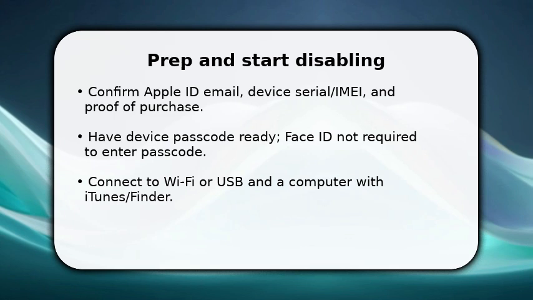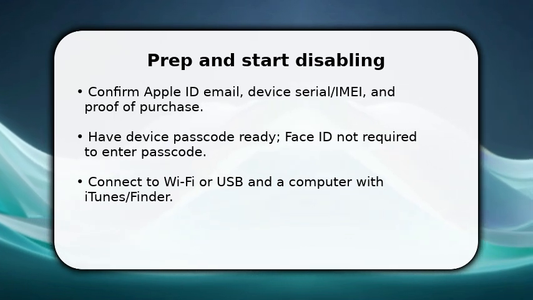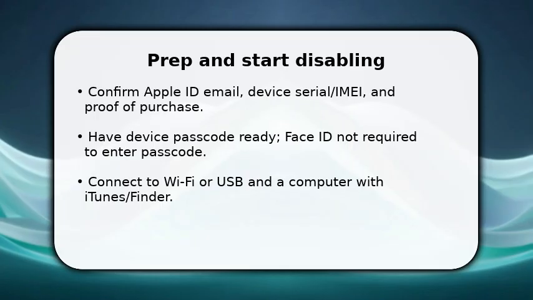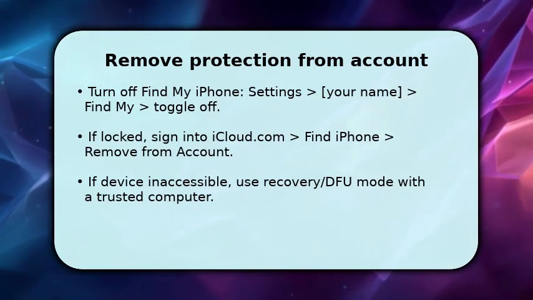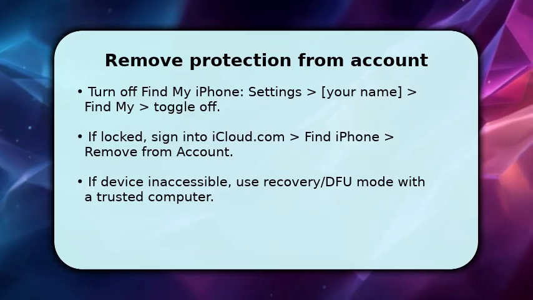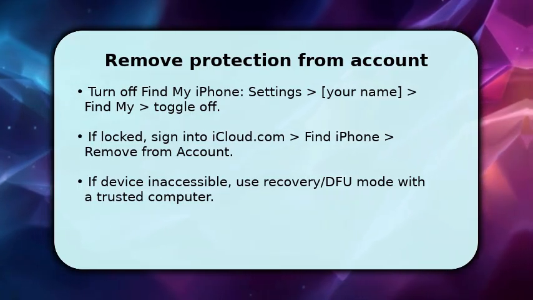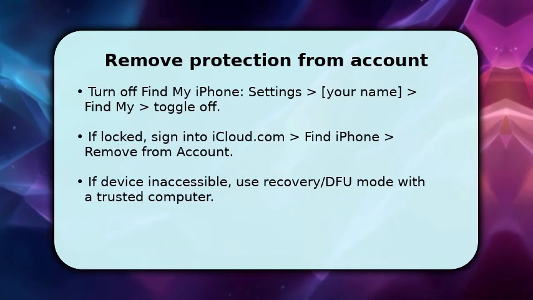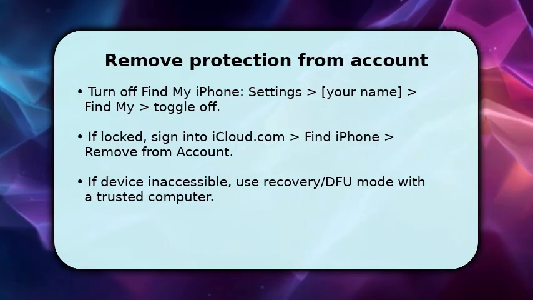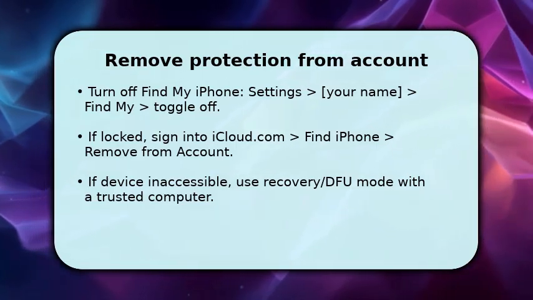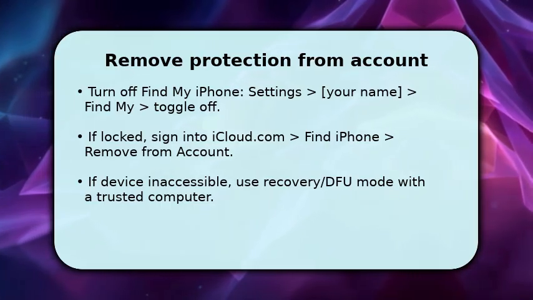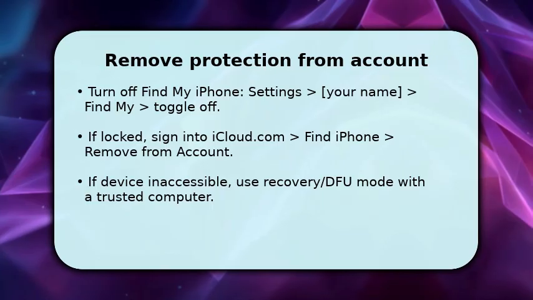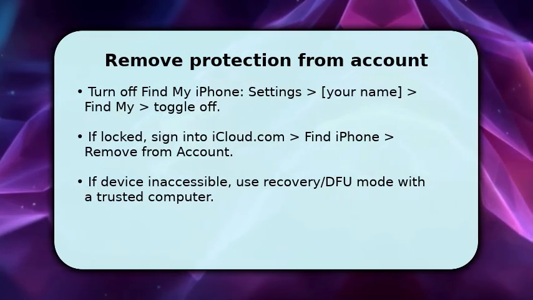that follow. You'll now remove the stolen device protection from the account side so the phone can be erased. If unlocked, disable Find My directly in Settings and enter your Apple ID password. If the phone is locked or offline, sign in to iCloud. From a browser, open Find iPhone, select the device, and choose Remove from Account after erasing. If you can't access the device, put it into recovery or DFU mode and restore via Finder or iTunes.